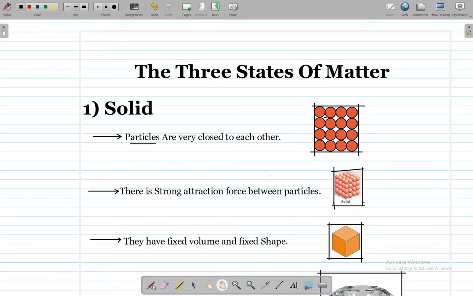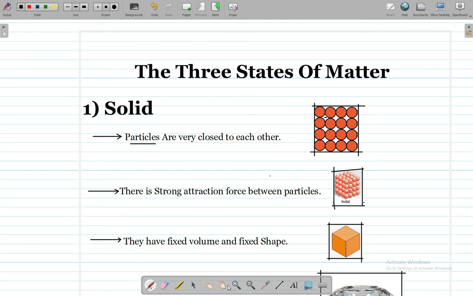The second property of a solid is that it has a strong attraction force between particles. As you can see, the attraction force between a single particle actually glues it to another particle of its own.